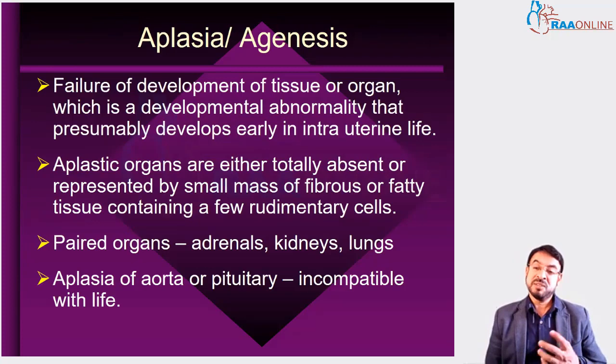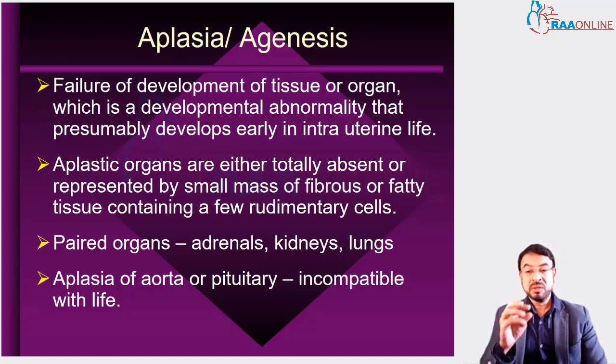So starting with reduced growth, the first is aplasia, also called agenesis. Aplasia, absence of production. Agenesis, absence of formation. So this occurs when a tissue or an organ does not develop. Usually this occurs early in intrauterine life. So an organ which has undergone aplasia is either not present, or it is present but it's just a small mass of fibrous or fatty tissue and the cells don't function.